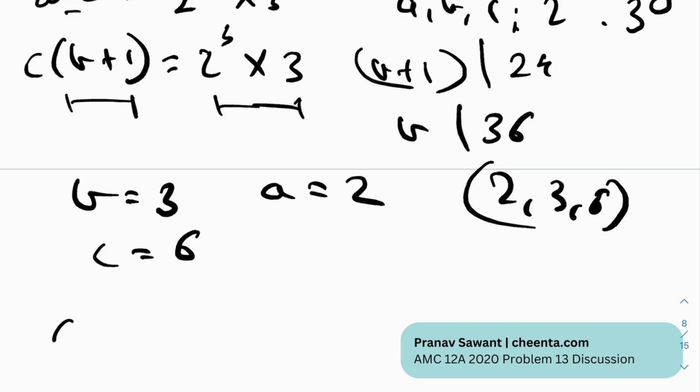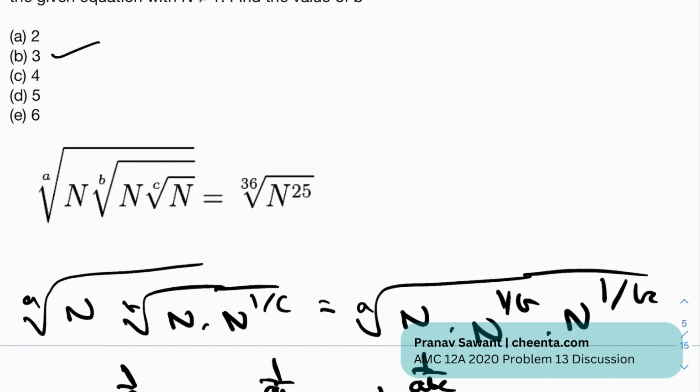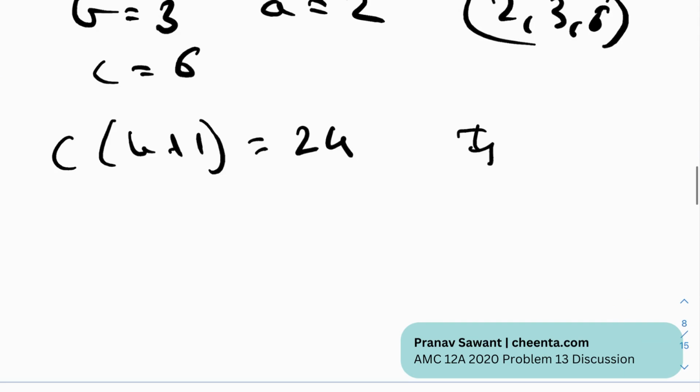Right? We have this equation, c times (b + 1) is equal to 24. If I take any of these options, I'll show it for one of them. For instance, if I take option D, b is equal to 5, then b + 1 will be 6, so c will be equal to 4.